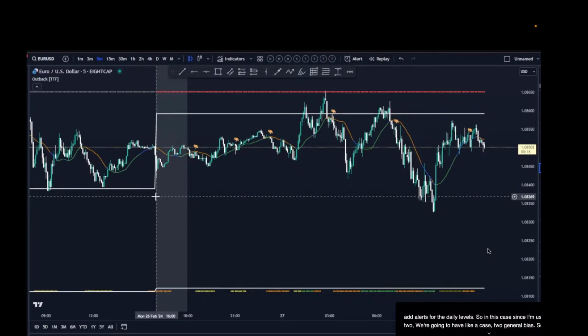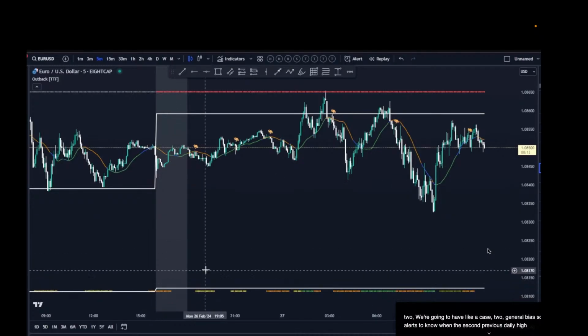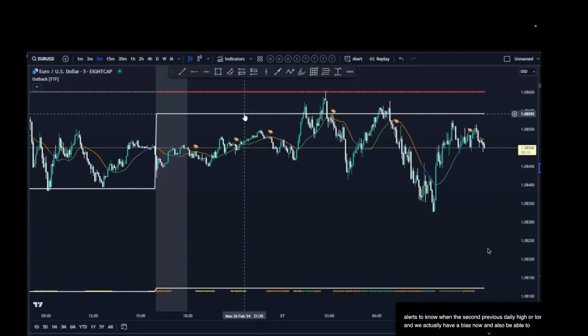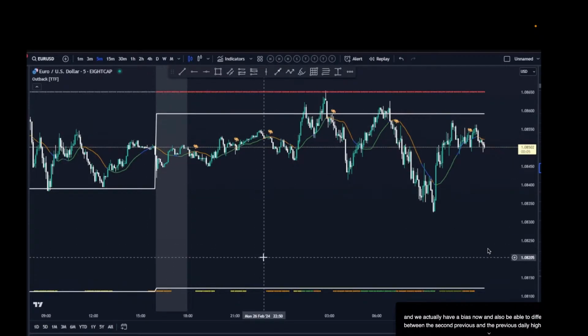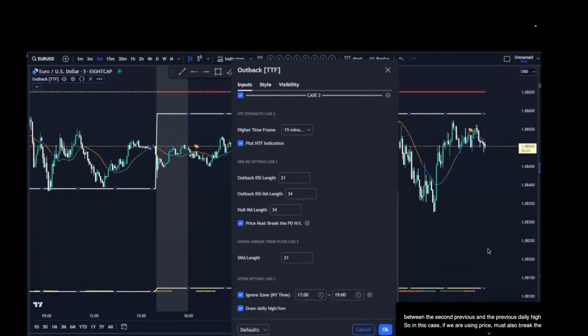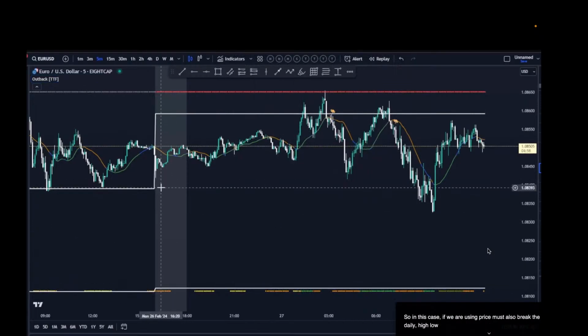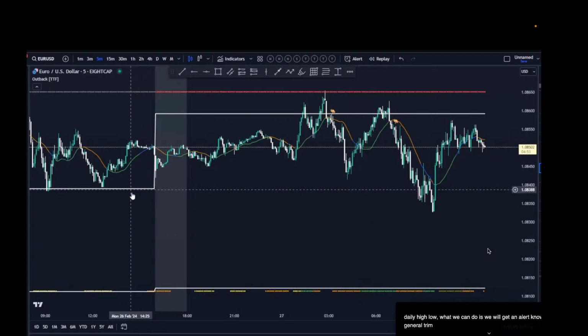So we can add alerts to know when the second previous daily high or low is taken, and we actually have a bias now, and also be able to differentiate between the second previous and the previous daily high and low break. So in this case, if we are using price must also break the previous daily high and low, what we can do is we will get an alert knowing our general trend bias.